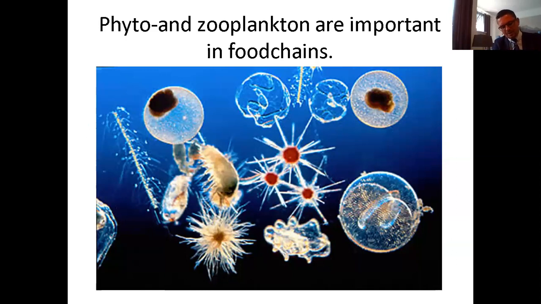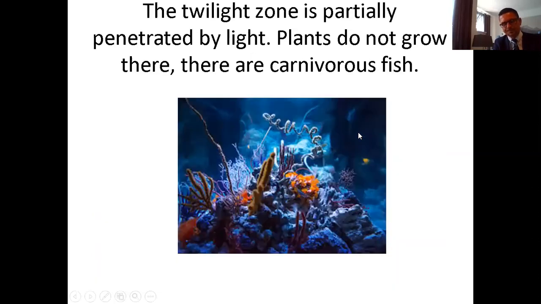Plankton are microscopic organisms that float freely in the ocean. So these are tiny plant and animal pieces. The tiny plants are called phytoplankton. Phyto means plant. And the tiny animals are called zooplankton. These are the microscopic little animals in water.